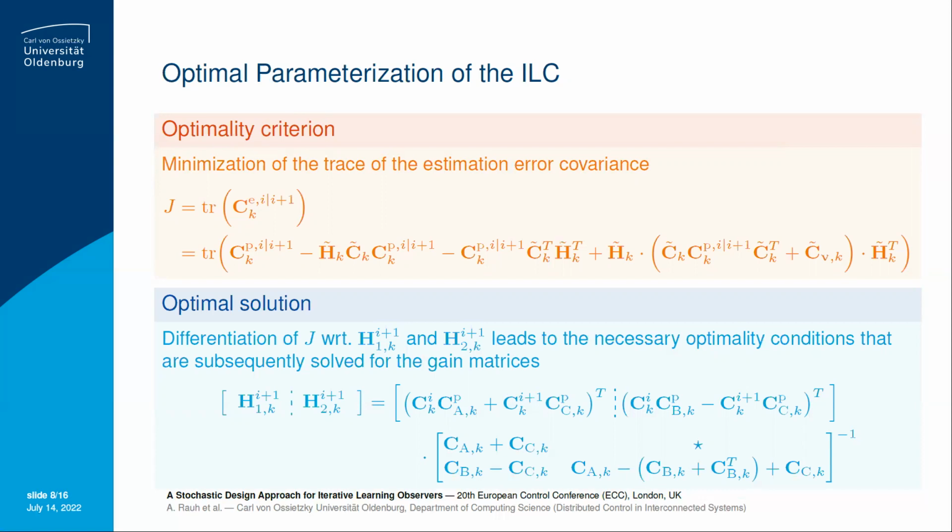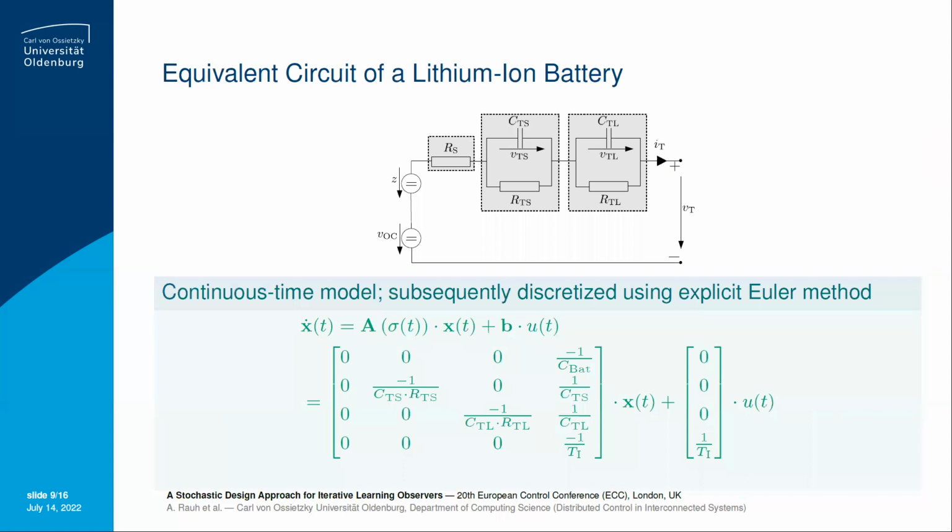Solving these necessary optimality conditions in symbolic form for the unknown gain matrices leads to the result that is shown here in the lower part of the slide. A more detailed derivation can be found in the corresponding proceedings paper. Now let's have a look at an application scenario.